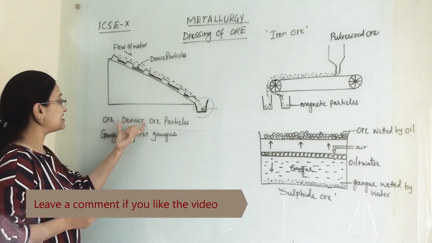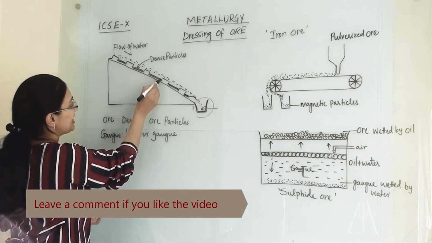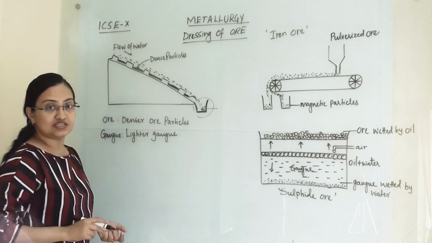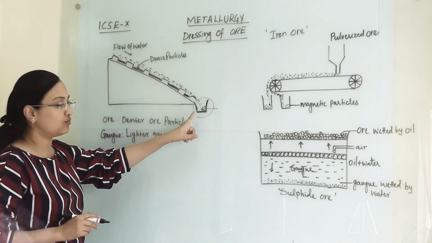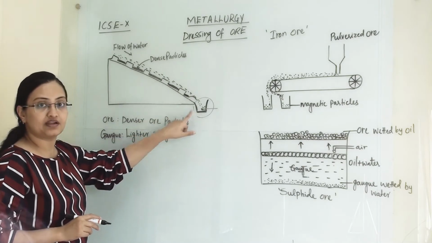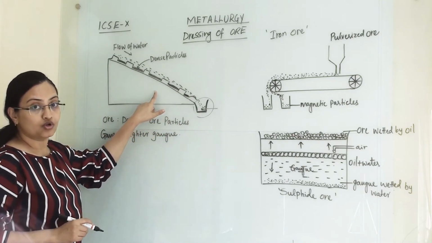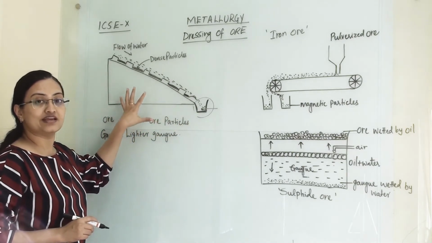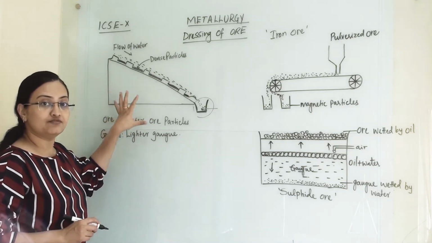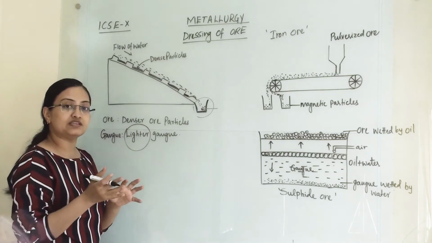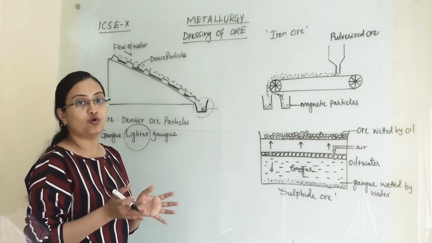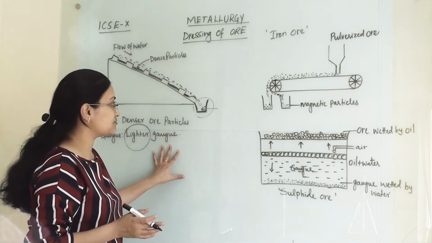So the ore is denser and it will lie in between these two steps, whereas the lighter gangue particles will flow along with the water and get separated from the denser ore. This method is known as the hydrolytic method, in which the gangue particles are lighter and we separate them with the help of the flow of water. So this is the first method.